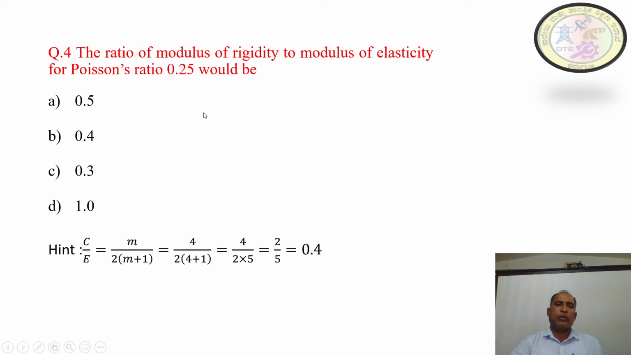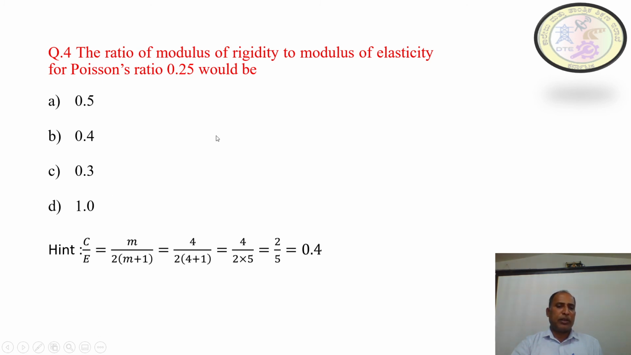As Poisson's ratio is 1 by m, that is equal to 0.25, or m is equal to 1 by 0.25, that is equal to 4. So therefore m will be 4. 4 divided by 2 into (4 plus 1), that is equal to 4 divided by 2 into 5, that is equal to 2 by 5, or it is equal to 0.4. The correct answer is B.